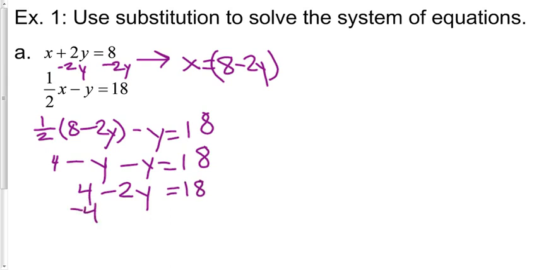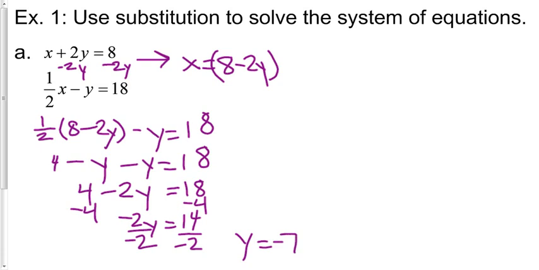Subtract 4 from both sides. -2y equals 14. And then divide that by -2. And we get a y value of -7. All right, we're halfway there. This first part is really the longest part of this process. So y equals -7.